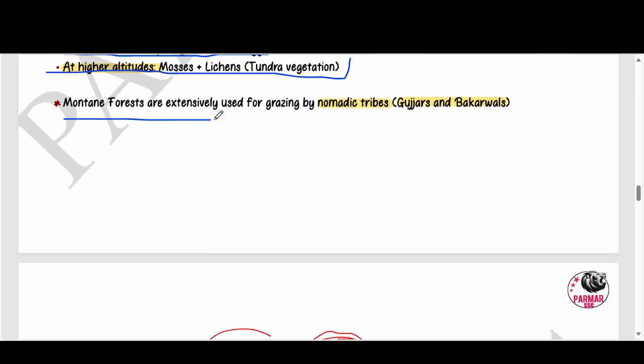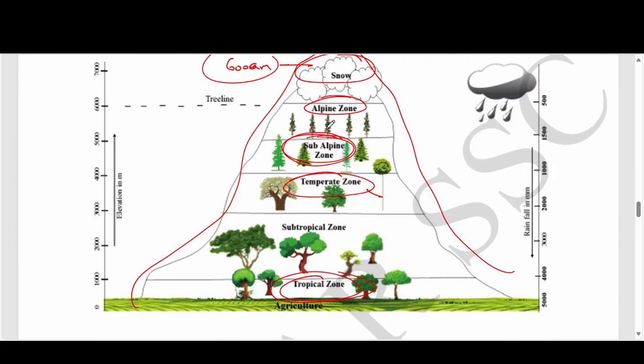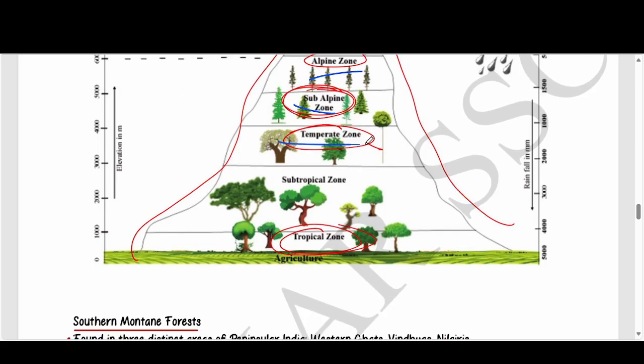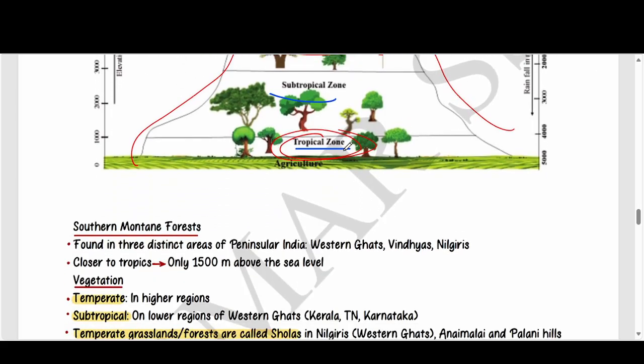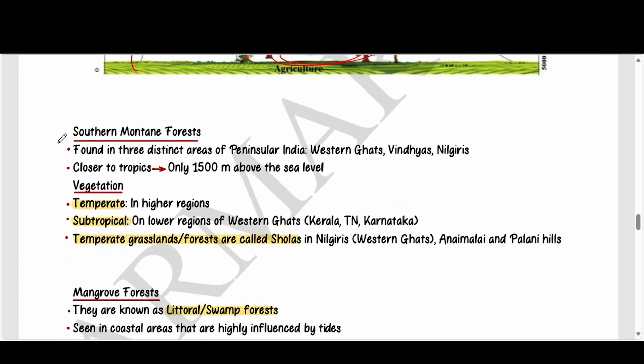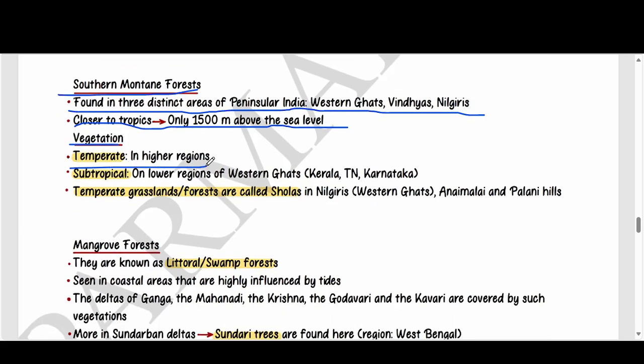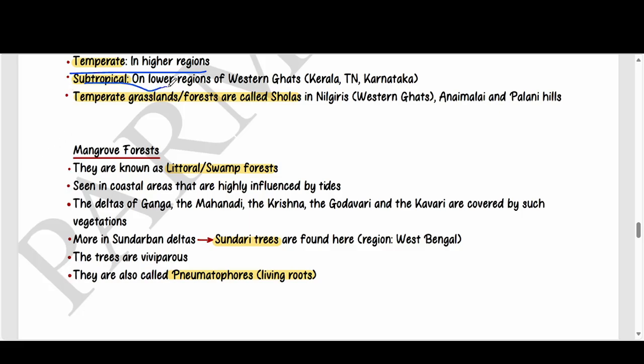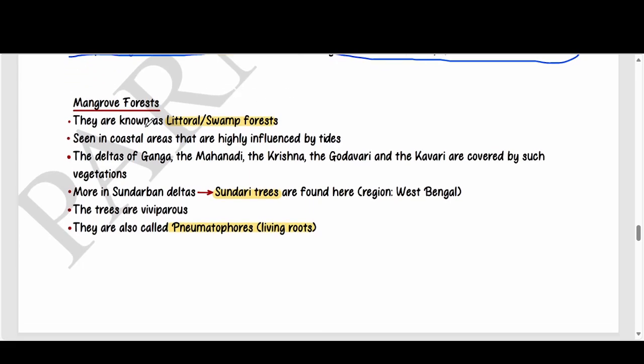Mountain forests are extensively used for grazing by nomadic tribes, Gujjars and Bakarwals. Snow, alpine, subalpine zone, temperate zone, subtropic zone, and tropical zone. Southern mountain forests found in three district areas of peninsular India: Western Ghats, Vindhyas, Nilgiris. Close to the tropic, only 1500 meters above sea level. Vegetation is temperate in higher regions, subtropical on lower regions of Western Ghats, Kerala, Tamil Nadu, Karnataka. Temperate grassland forests are called sholas in Nilgiri, Western Ghats, Annamalai, and Palani Hills.